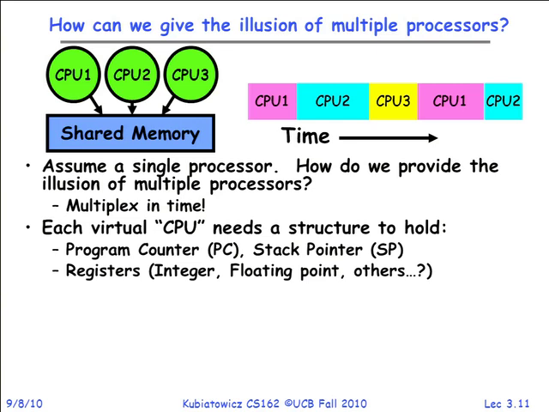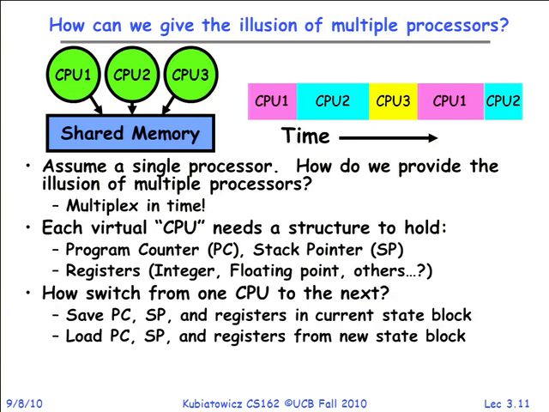How do you switch from one CPU to the next? Well, to go from CPU 1 to CPU 2, you save the program counter and stack pointer and registers somewhere. You load the same things of the next CPU, and then you execute for a while. Then you save all of its state, and you load the state for CPU 3, and you execute it for a while. Then you save CPU 3 state, and you load CPU 1 state, and continue for a while.